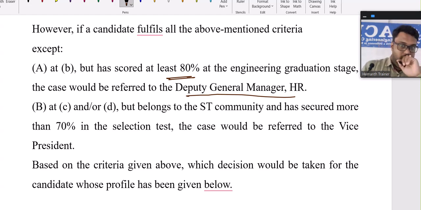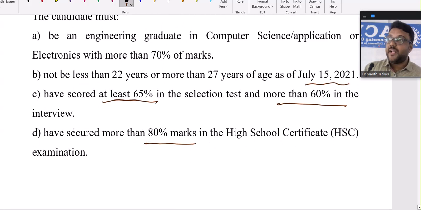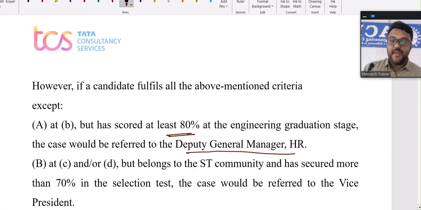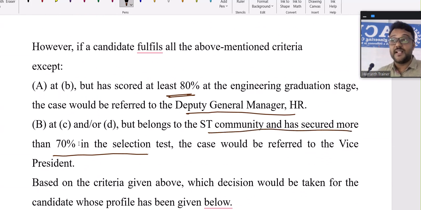Now, if A and B are satisfied, the first two conditions, but C or D failed, or C and D both failed, the last two conditions, or one among these failed, you may be referred to the vice president, provided you get 70% in the selection test and you belong to the S2 community, and you should have 70% in the selection test.